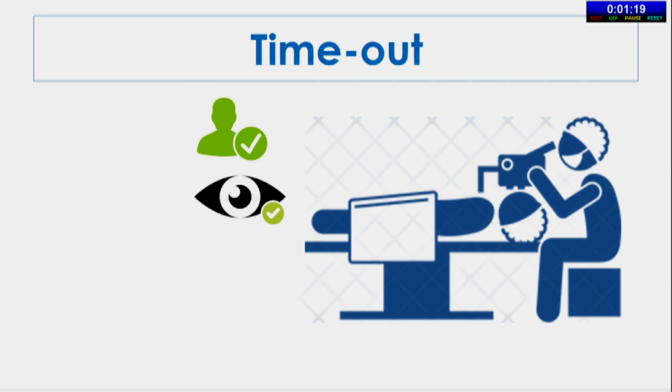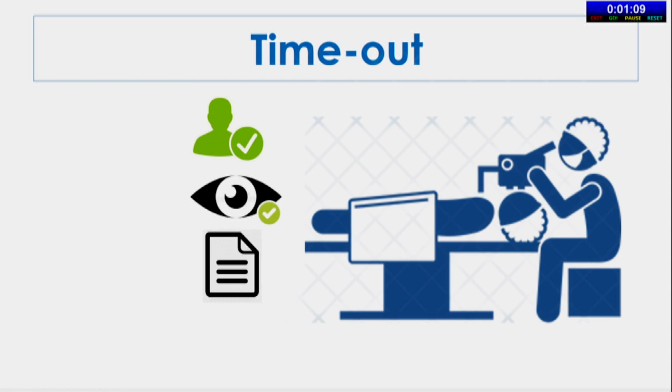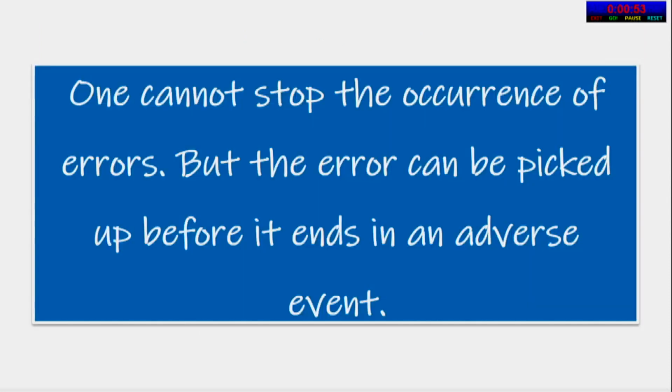And the final checkpoint, as recommended by WHO, is the timeout, where the patient's identity is confirmed, the eye is confirmed, everything is confirmed with the case sheet, and the IOL details, IOL model, and IOL power are finally verified, not once but twice, before the surgery and just before implantation, so that we are very sure that the intended IOL goes into the eye.